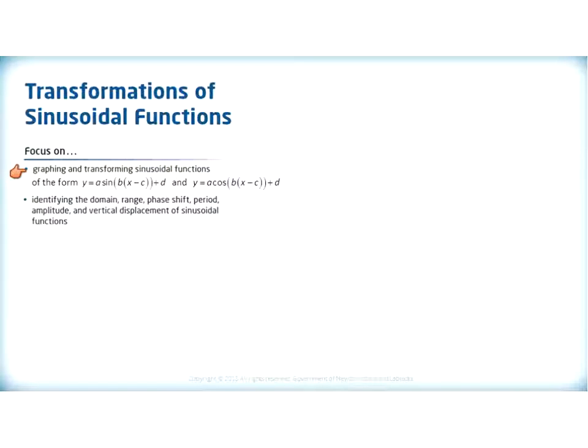Here we will focus on graphing and transforming sinusoidal functions of the form y equals a times the sine or cosine of b times x minus c plus d. And we will look at the effect that each of these parameters, a, b, c, and d, has on the transformation. We will also identify the domain, range, phase shift, period, amplitude, and vertical displacement of sinusoidal functions.